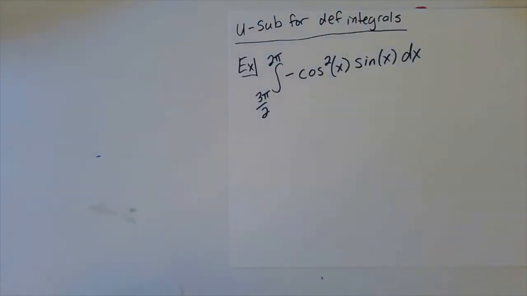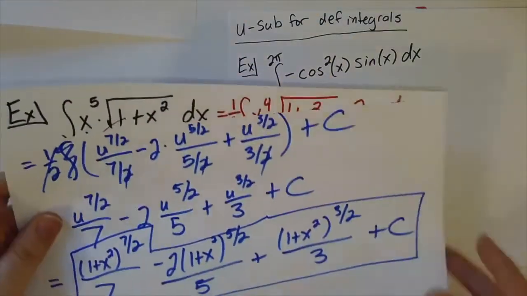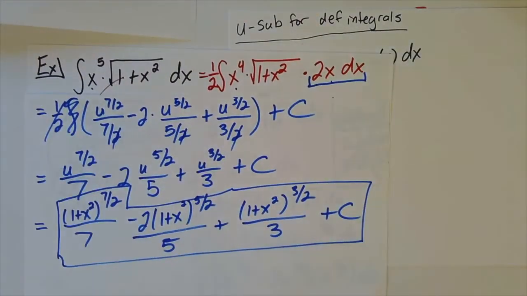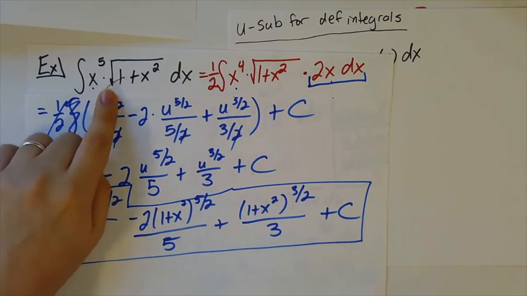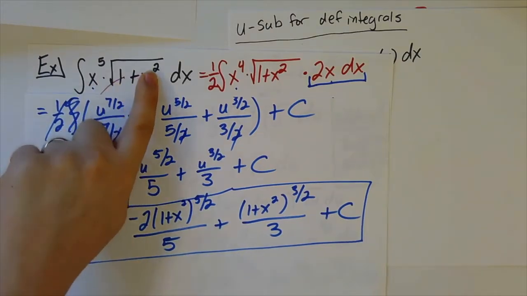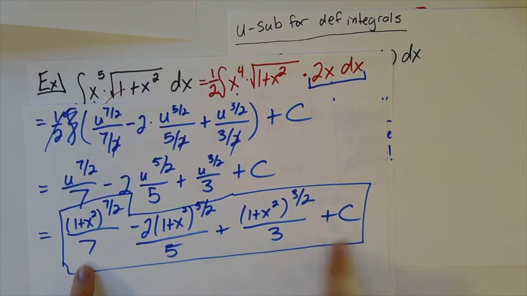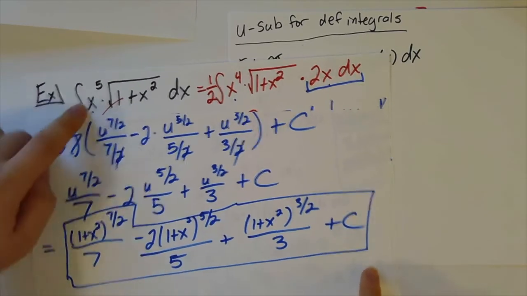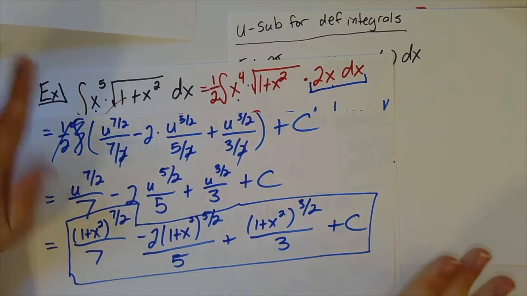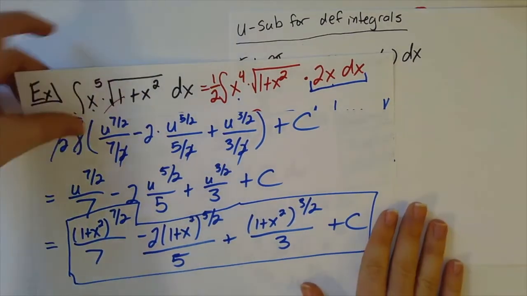So in this last horrible example, we started with the function x to the fifth times the square root of 1 plus x squared. And at the end of the day, we found this function. And believe it or not, if you take the derivative of this function and simplify the answer, it turns out to be that. That's what we've been doing, and everything we've done this week with u-substitution has been that.